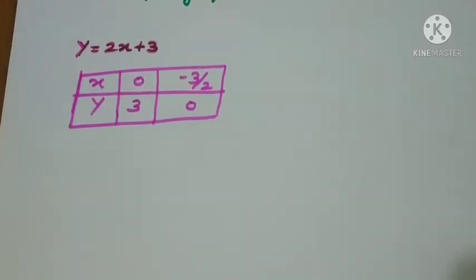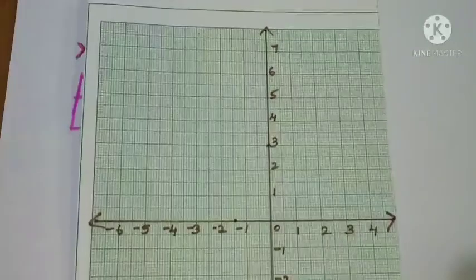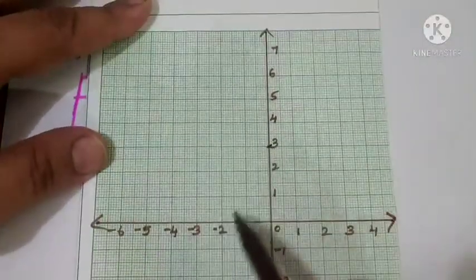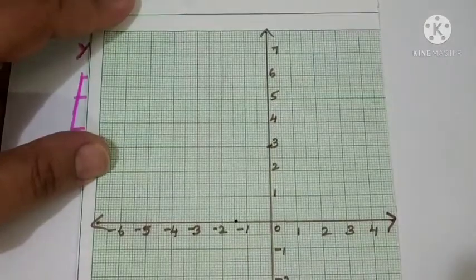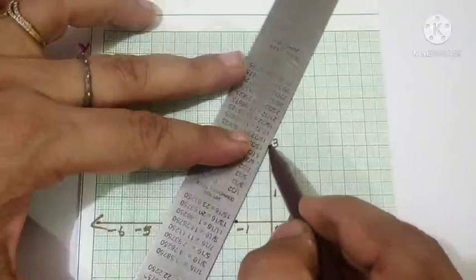y equal to 2x plus 3, definitely it is a linear equation in one variable only. To draw the graph, we have to convert it into two variables, so we take y equal to 2x plus 3. Two solutions we already calculated: one is 0 comma 3, another one is minus 3 by 2 comma 0. We mark these points on the graph. One is 0 comma 3, that is here, and minus 3 by 2, that is minus 1.5, comma 0. Now let us join these two points.